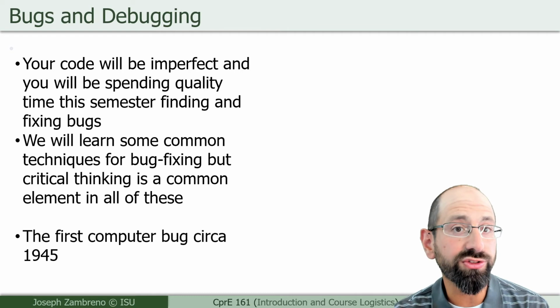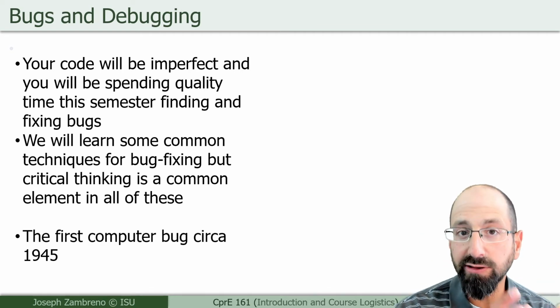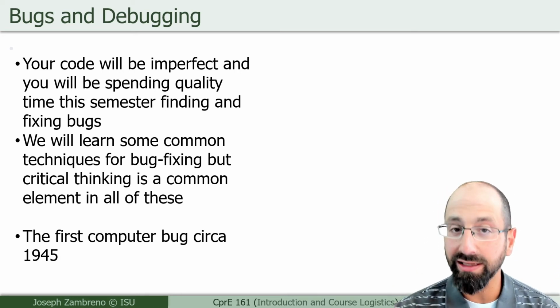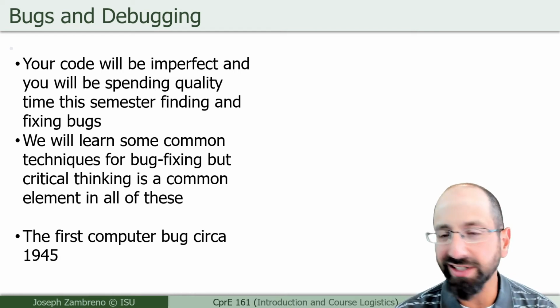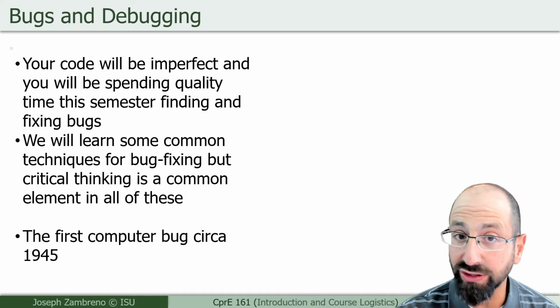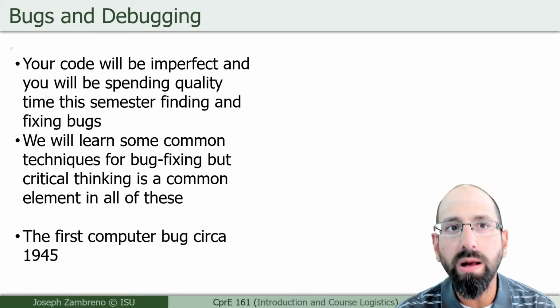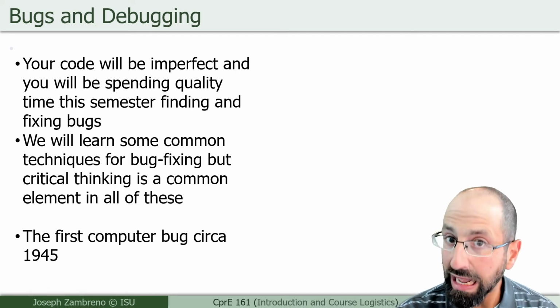That is the critical skill to learn. I have a program, it doesn't do exactly what I would like it to do. How do I get it from that place to where it needs to be, where it's doing exactly what the specification requires? Your code is going to be imperfect. Don't expect to write perfect code. You need to compile so you can actually test it, but it'll be imperfect and you'll be spending a lot of quality time this semester finding and fixing your bugs. We'll be learning some common techniques.